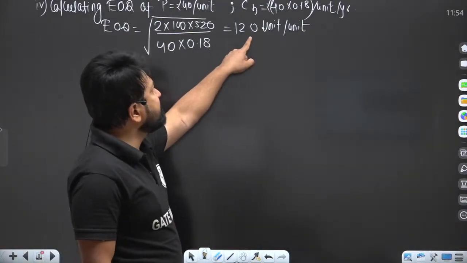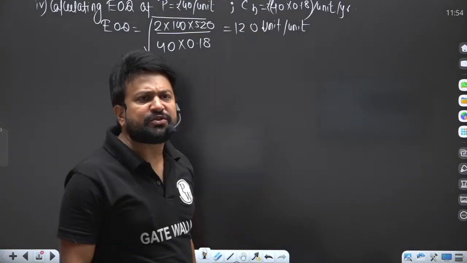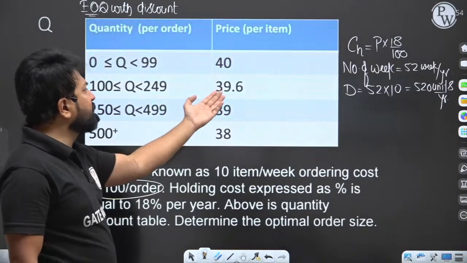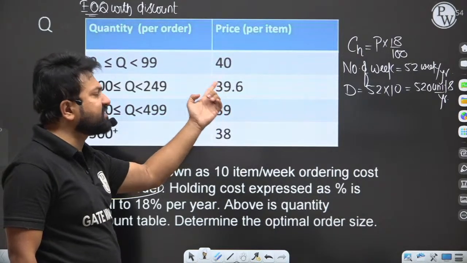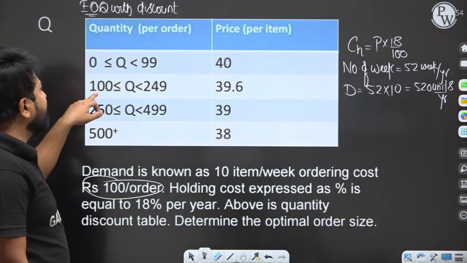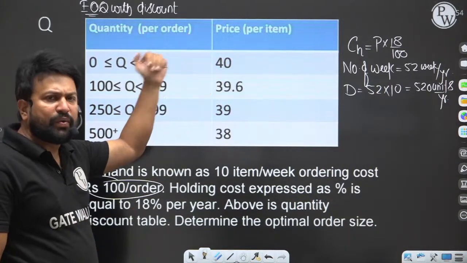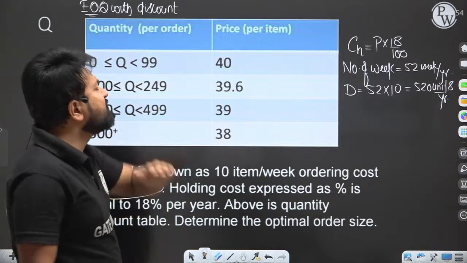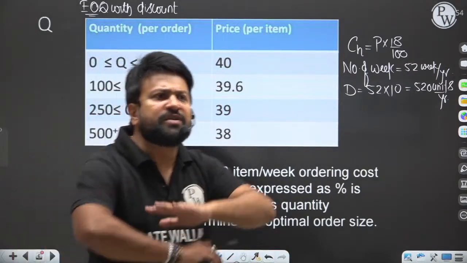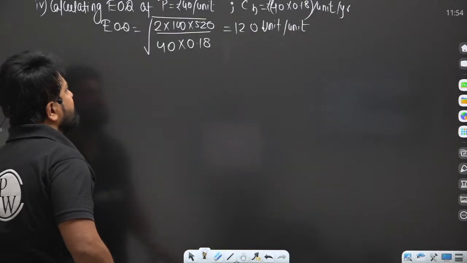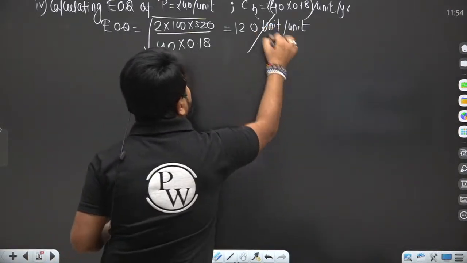You are going to purchase 120 units at a unit price of 40. Here the wholesaler is ready to give a purchasing price of 39.6 rupees when you buy 100 plus quantity. Why should I purchase 120 quantity at a unit price of 40? So this is totally worthless. Am I clear?